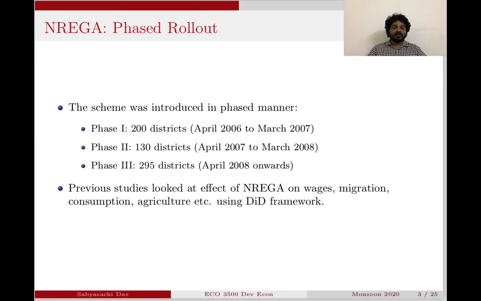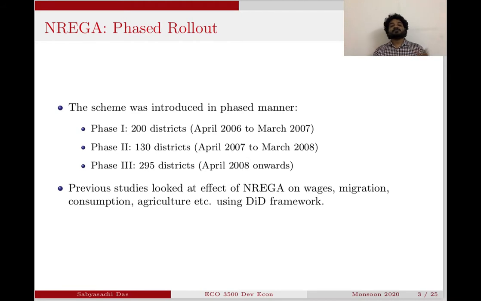Let's talk about some of the administrative details, as this will be important in identifying the causal effect of this program. The scheme was introduced in 3 phases, so it was not introduced in the entire country at one go. If it was introduced in a district, it was introduced to all the villages in that district, right? So the district was the unit at which the decision to roll out was being made, and the scheme was introduced in 3 phases.